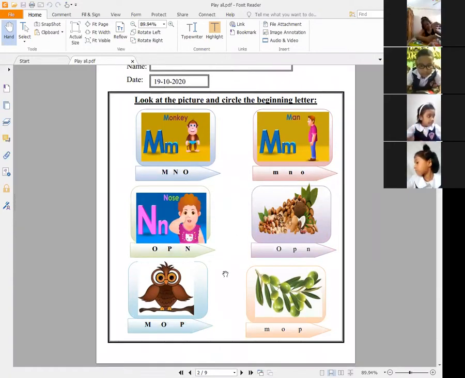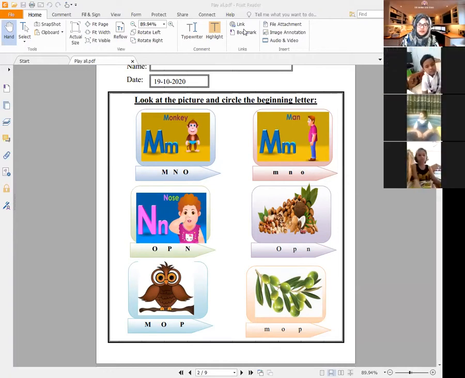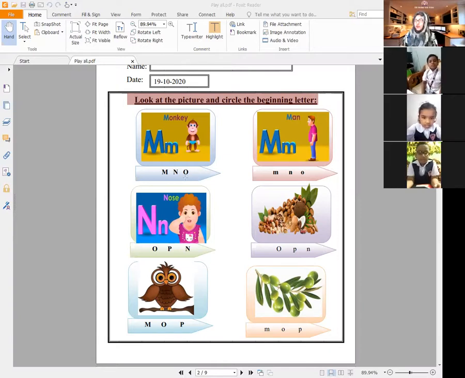So at first we look at the picture and circle the beginning letter. We see some pictures here and some capital and small letters. So we give the circle to its letter and its picture. So at first, dear students, can you say anyone, what is this picture name? M for monkey. So dear, when we write monkey, we must use a capital letter M and a small letter M.